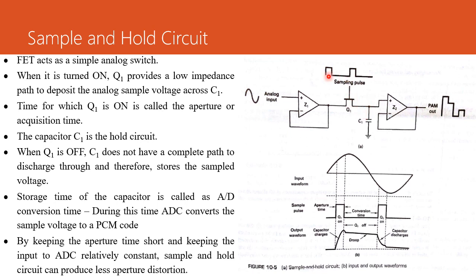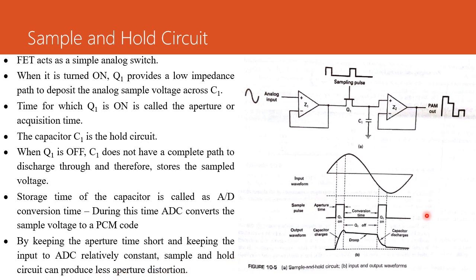So the capacitor is the hold circuit. When your sampling pulse goes to a low value, your transistor Q1 is in the off position. At that time, C1 does not have a complete path to discharge through, and therefore it stores that sampled voltage. The storage time of capacitor C1 is known as the A to D conversion time. During this time, the ADC converts the sample voltage to a PCM code. By keeping the aperture time short and keeping the input to the ADC relatively constant, the sample and hold circuit can produce less aperture distortion.